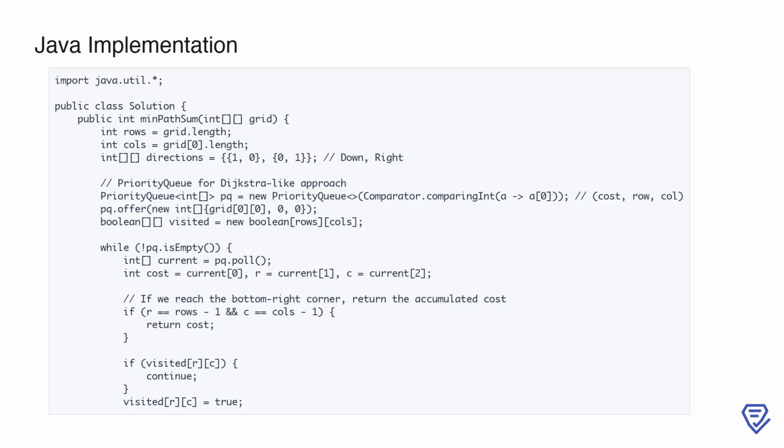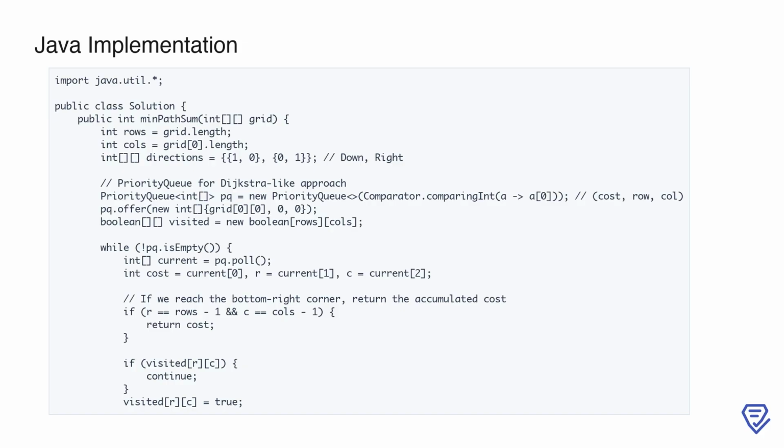Then, we define an array directions to represent the possible moves, either going down or moving right. This is important because the problem restricts our movement to these two directions. Next, we initialize a priority queue to help us implement a Dijkstra-like algorithm. The priority queue will store arrays where the first element is the cost, followed by the row and column indices.